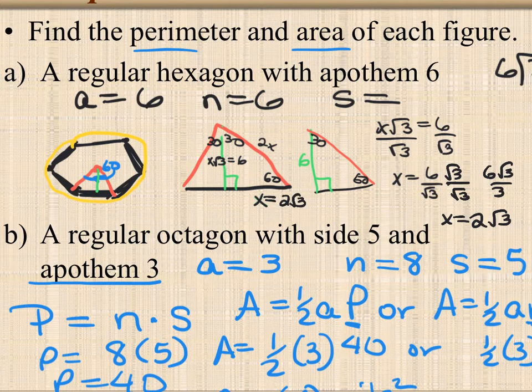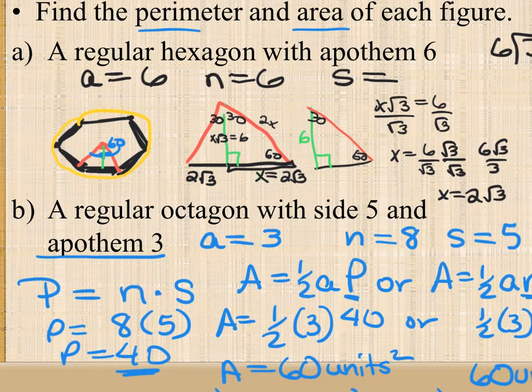and it's only part of my triangle. So over here, I also have 2 square root 3. So to get the length of the side, I'm going to add 2 square root 3 plus 2 square root 3, and the length of the side of my hexagon is 4 square root 3. So for here, I now have the side length. It's 4 square root 3.